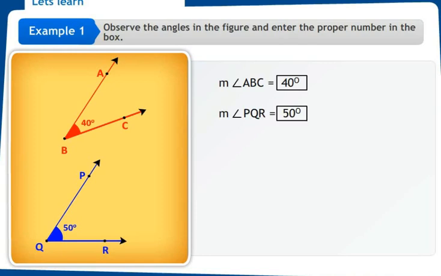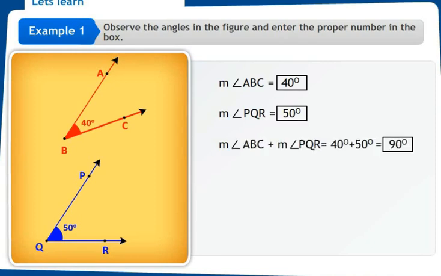You can see the second diagram. If I have to write the measure of the second angle, how will I write? Again, a small m. This indicates measure, and the next symbol denotes angle. So measure of angle PQR is equal to 50 degree.